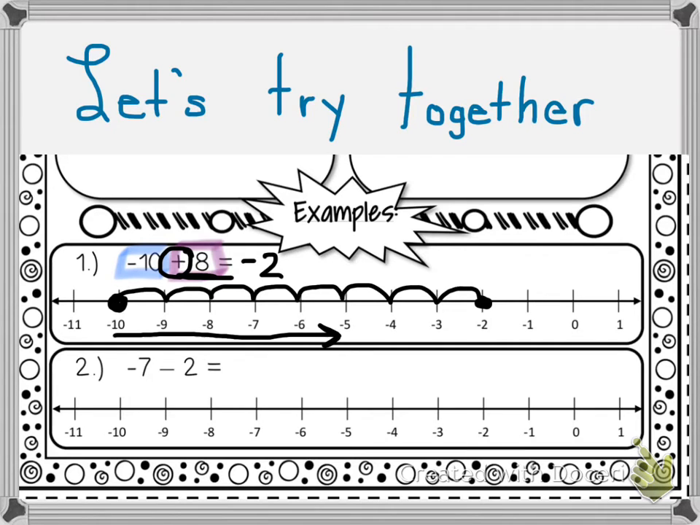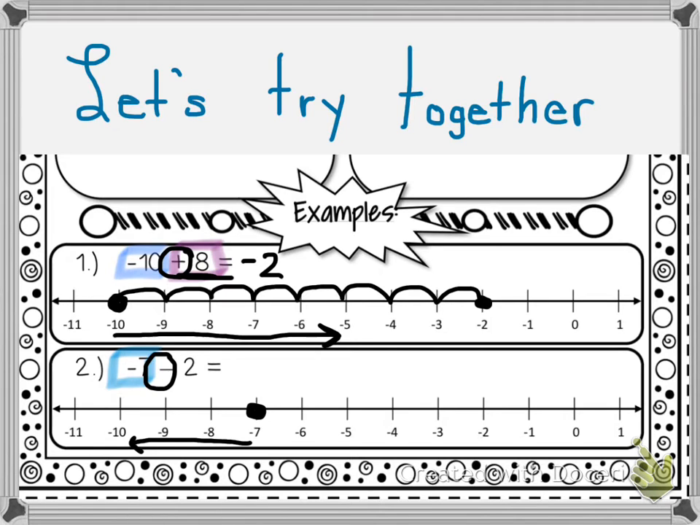Let's look at another one together. What is my starting number here? My starting number is negative 7. So I'm going to start at negative 7. Am I going to move to the right or to the left? Look at that subtraction sign. Am I going to move to the right or the left? I'm going to move to the left because I'm subtracting. So my numbers have to get smaller. I'm going to be moving to the left on my number line.